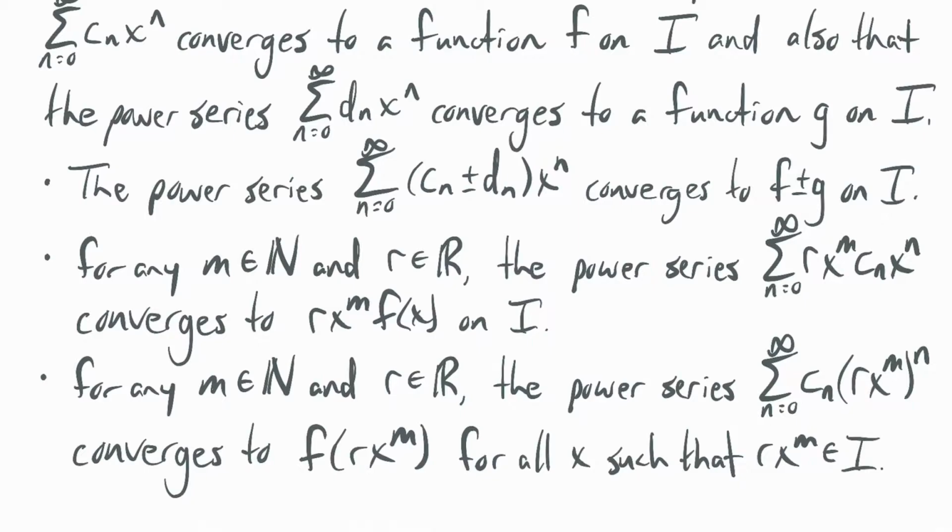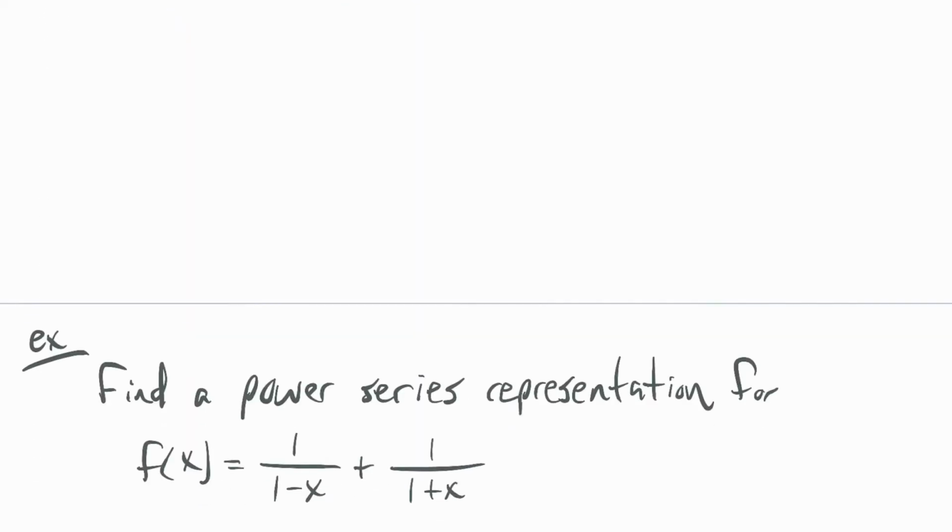Basically, there's sums and differences of series. We can have a series times some power function. We can have a series with a composite form of some power function, basically. So let's do some examples.